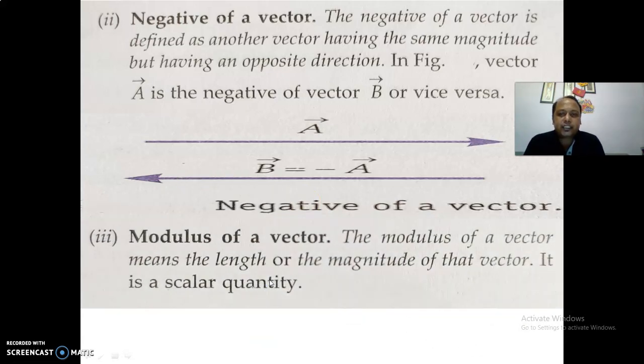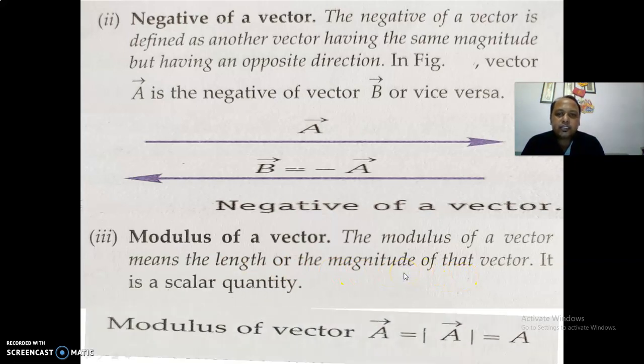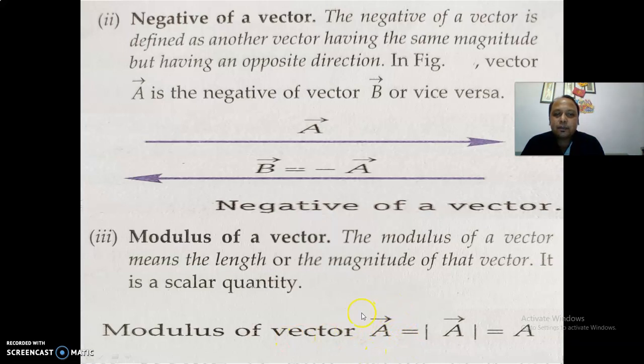Now modulus of a vector. In a vector we know that it has a magnitude as well as direction. Now if we simply want to represent the magnitude or the length of the vector, it is done by putting a modulus sign. Modulus of a vector means the length or magnitude of that vector. Suppose we consider a condition where vector A is there. Now we have taken the modulus. On both sides we are drawing two lines here which represents the modulus of vector A. Modulus of vector A means only the magnitude of vector A.